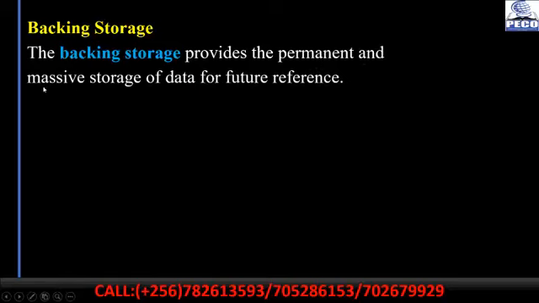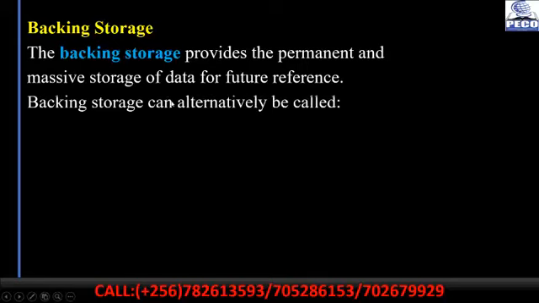When we talk of massive, we mean it can store a lot of data compared to the main memory, which can store very little. So the backing storage can help the memory to store data permanently, because main memory or RAM is slow, it is limited, and it is temporary. Main memory is temporary, but this one is permanent, and massive storage can be provided.